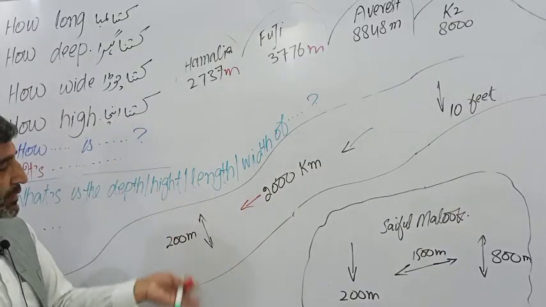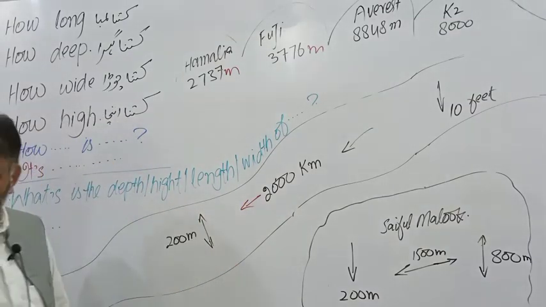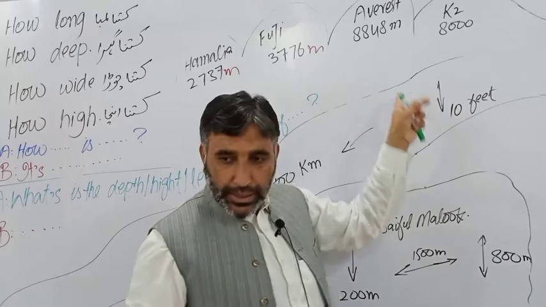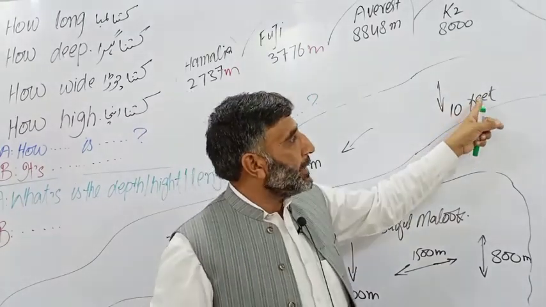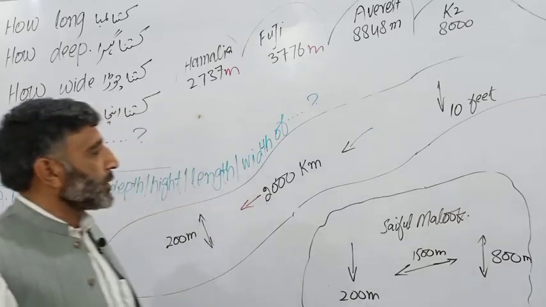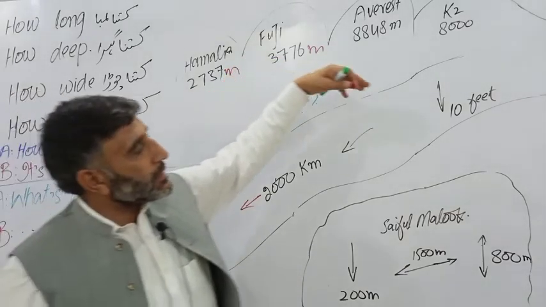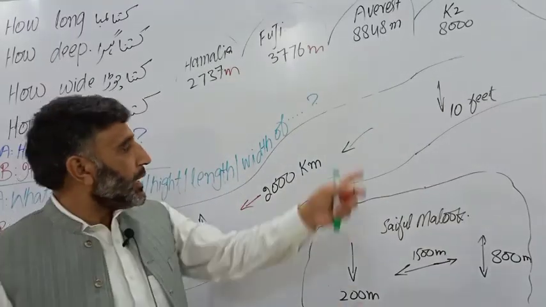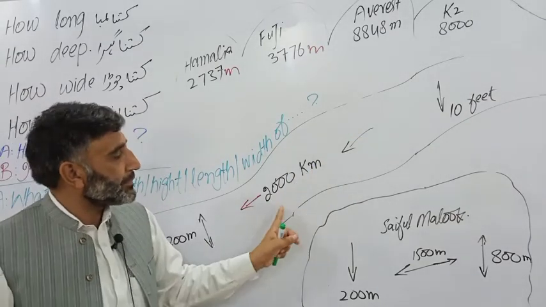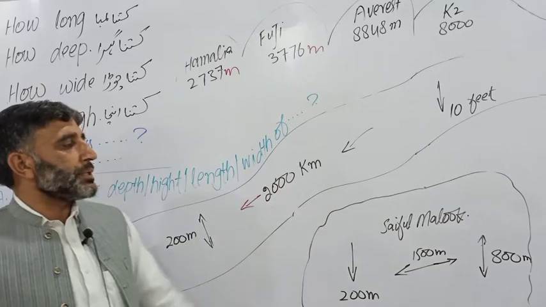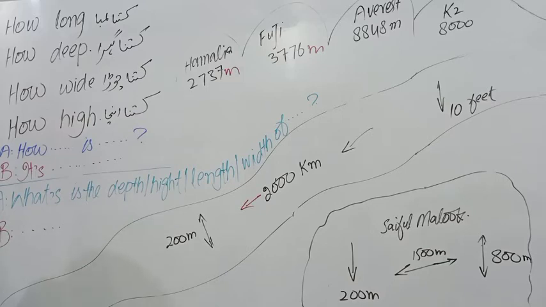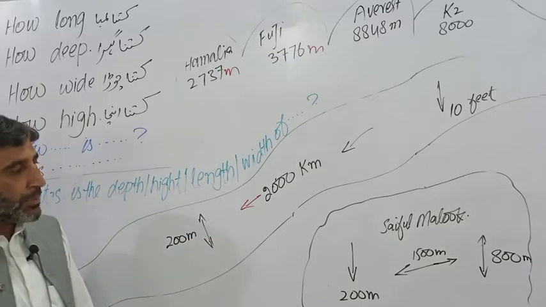And that shows the width, 200 meters is its width. And this symbol shows the depth. So 10 feet is its depth. So if I ask you how deep is the Panchkola river, it's 10 feet deep. And how long is the Panchkola river? It's 2,000 kilometers long. And how wide is the Panchkola river? It's 200 meters. It's 200 meters wide.